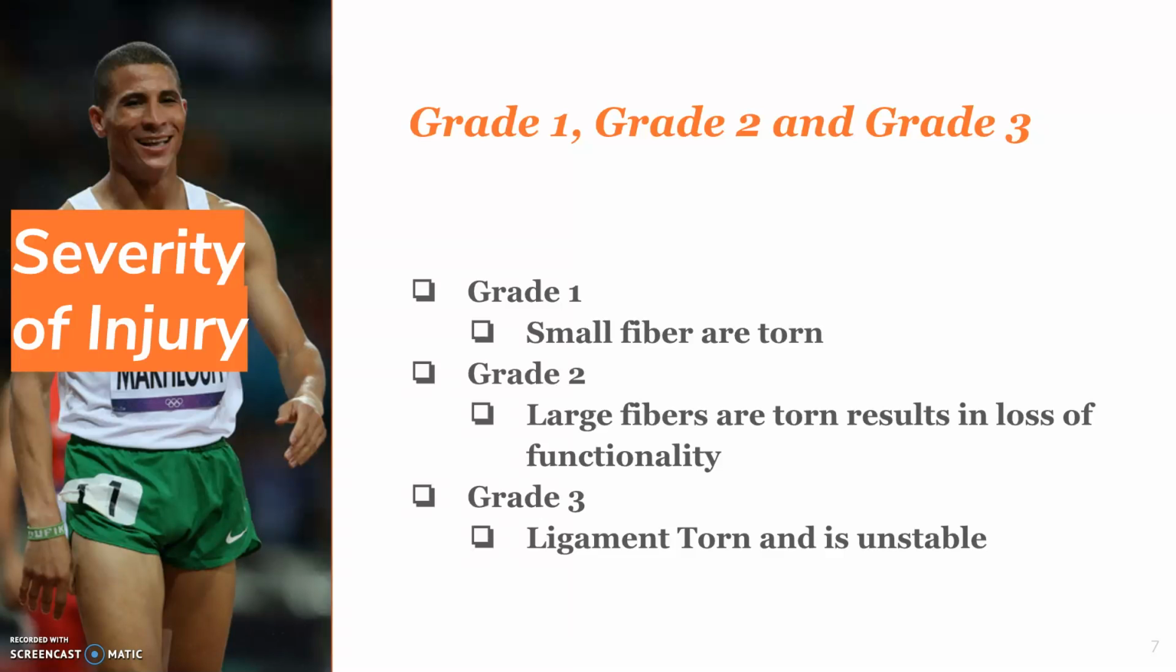Grade 2 tear, a large number of fibers are torn and the knee joint will lose a lot of its functionality. And last but not least, grade 3, the ACL ligament is completely torn and the knee is not stable. Grade 3 injuries usually last from 6 to 9 months, whereas the others last within 3 to 6 months.